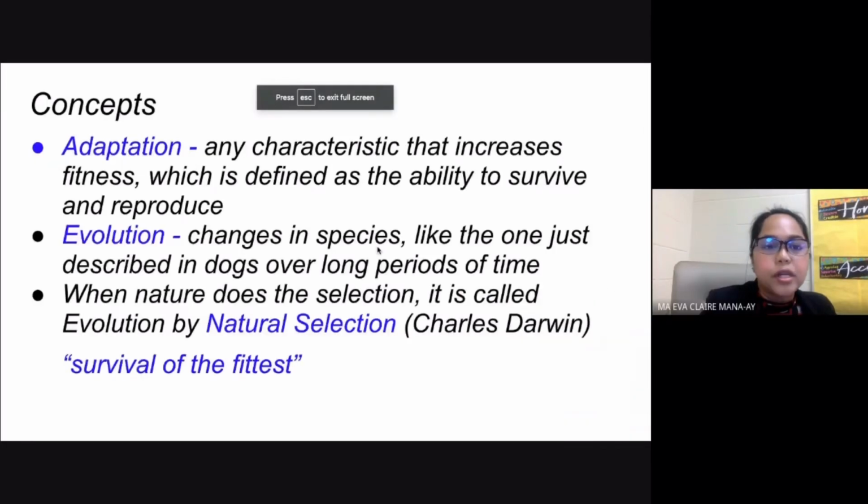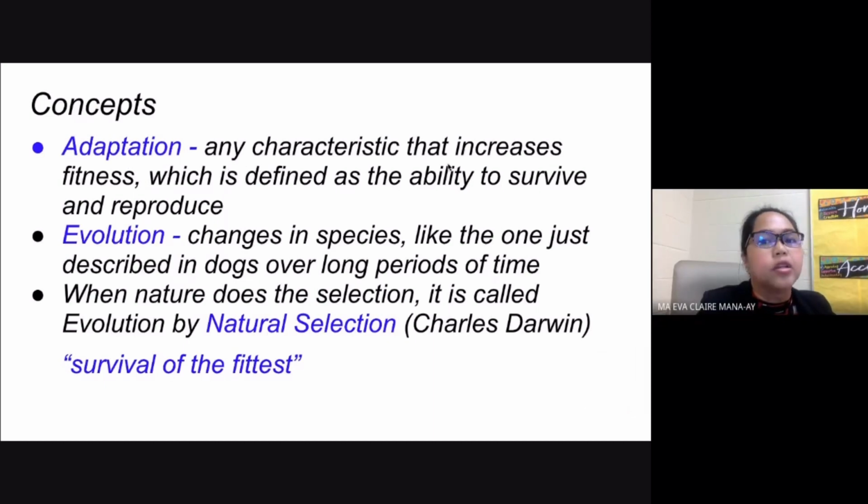Okay, the first concept that we have here is the term adaptation. When you say adaptation, this is any characteristic that increases fitness. Any characteristic that increases the fitness of an organism to its environment. This is defined as the ability to survive and to reproduce.